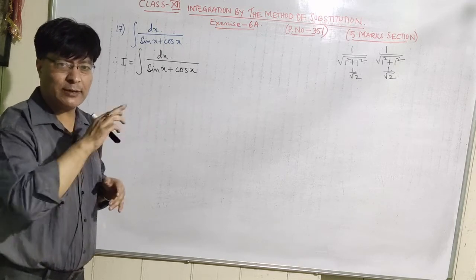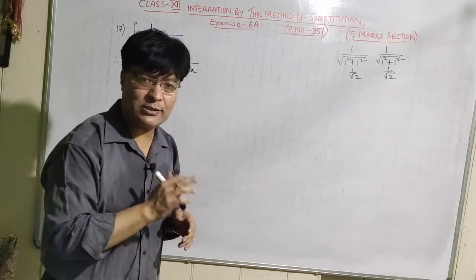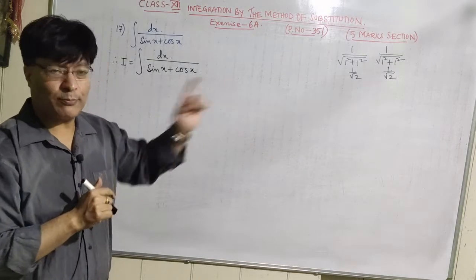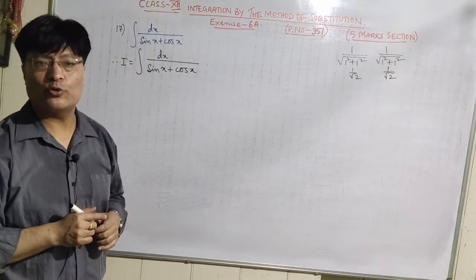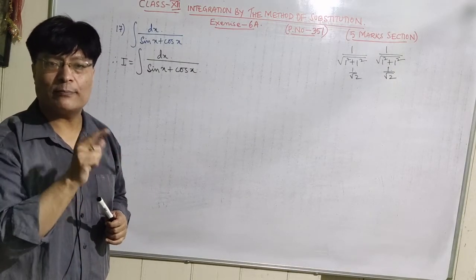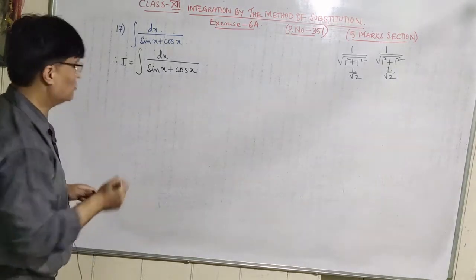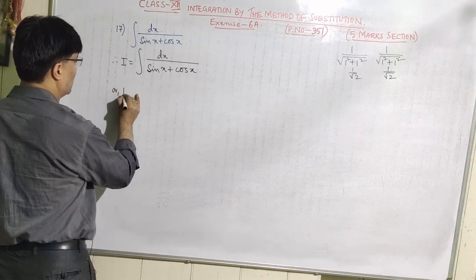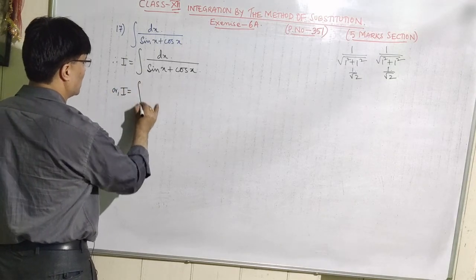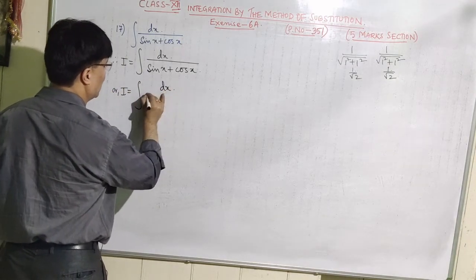You have to multiply and divide by root over a square plus b square. That is root over 1 square plus 1 square, which is root over 2. So you have to multiply and divide by root 2 now. Okay? So I is equal to integration of dx.